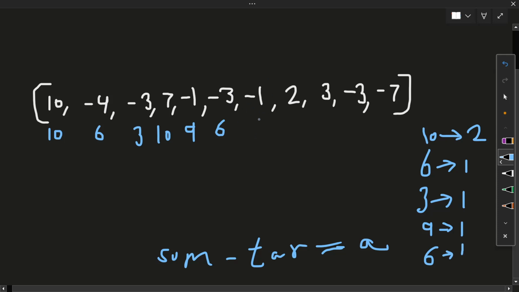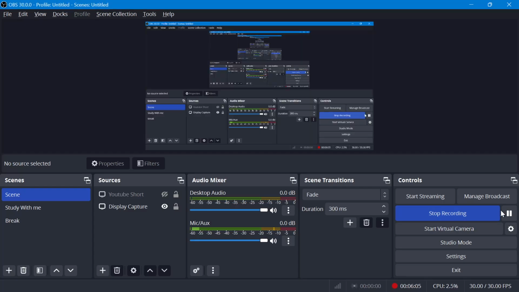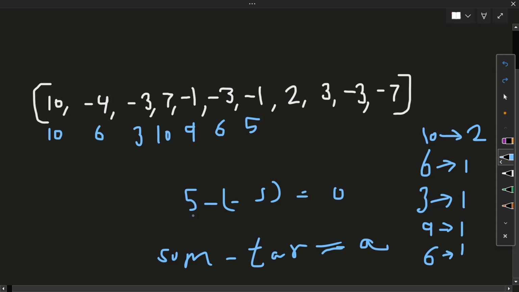Next we have minus 1, 5. So this is the important case. We need to check: sum is 5, minus target minus 5, which is equal to 10. Sorry, I just made a mistake. So 5 minus minus 5, it is equal to 10.